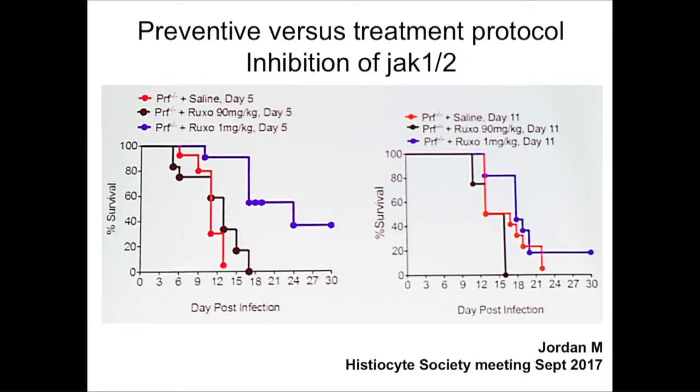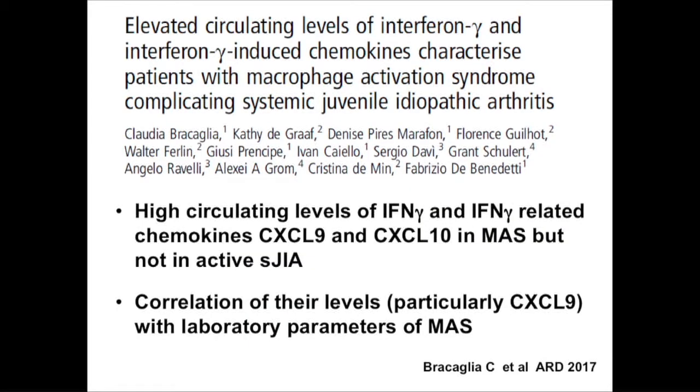I alluded to the data with ruxolitinib. They are much more complicated. I'm going to skip this. So what has happened in the last year? We have published a couple of papers. One is related to interferon gamma and the chemokines. They have been mentioned as being very high in patients with MAS, but not during active systemic JIA, and their correlation with a number of laboratory parameters of the disease. The work is shown in a poster there.